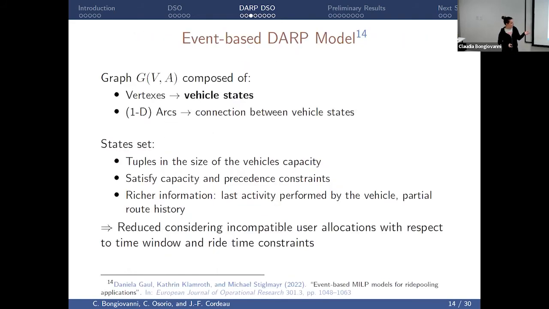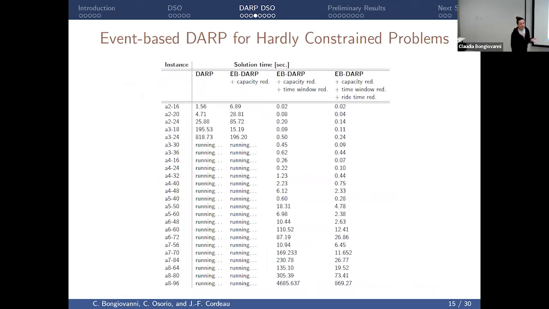This is why this model is interesting for heavily constrained problems, which can be, again, electric autonomous ride sharing in general, but also pickup and delivery and other problems that contain a lot of constraints. This is not typically a formulation that is very interesting if you don't have a lot of constraints. And here I show a simple example. On the left-hand side, we see a number of instances. These are taken from the DARP literature. And what I'm doing here is that the column DARP, the first column, indicates the time that it takes to solve these very small instances.